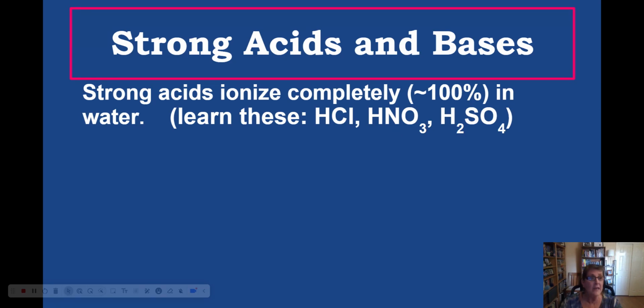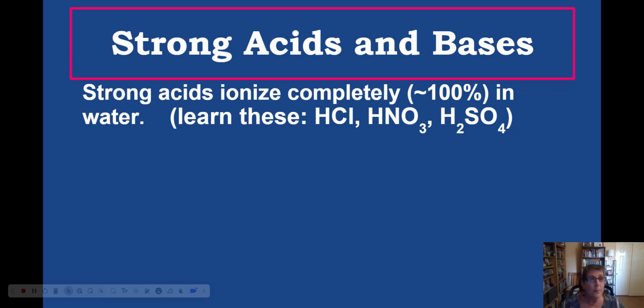All right, strong acids and bases. Strong acids ionize completely, 100% in water. That means when you put the acid in water, all the H's that are acidic will pop off. Know these three acids. HCl has an H in front. It's an acid, hydrochloric acid. HNO3, nitric acid. It has a nitrogen, nitric acid. And then H2SO4, sulfuric acid. It has a sulfur in it, sulfuric acid. Those are your strong acids. So you need to learn those three: hydrochloric acid, nitric acid, and sulfuric acid.